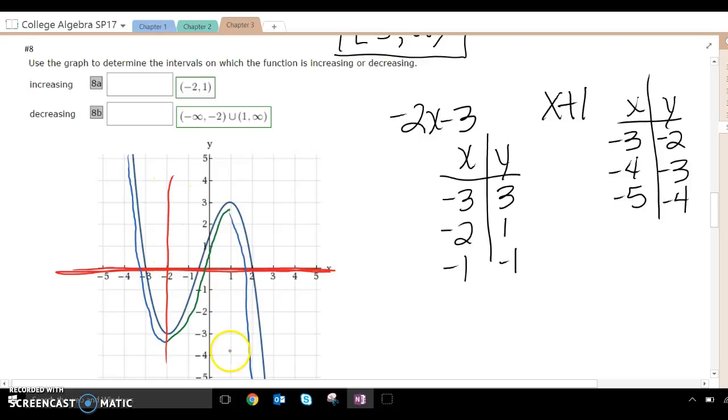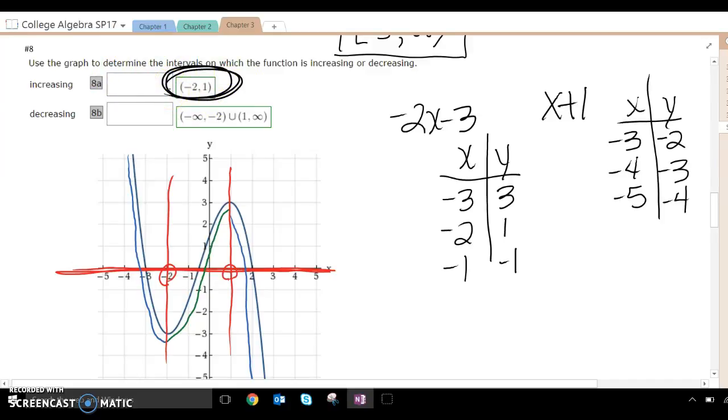So for increasing, let me divide this out again. Got a lot of colors going on here. Between these two vertical red lines is where my graph is increasing. So I'm increasing from -2 to +1. So my interval is (-2, 1), and we're going to use parentheses for that. And they've already got that showing right here.